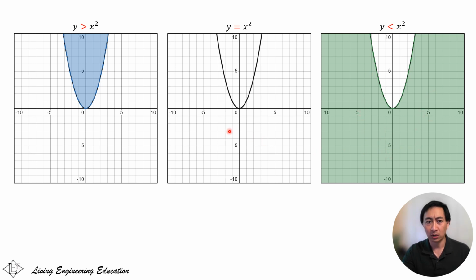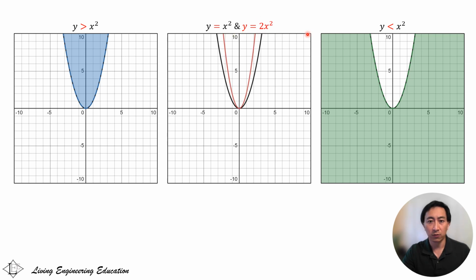I'm not showing the graphs here, but I don't know how well it comes out in the video, but the line that represents y equals x squared is a dash line because this is an inequality. If I wrote y greater than or equal to x squared, the line will be solid, so it would include the y equals x squared component. And similarly for y less than or equal to x squared, that could also have a solid line here too.